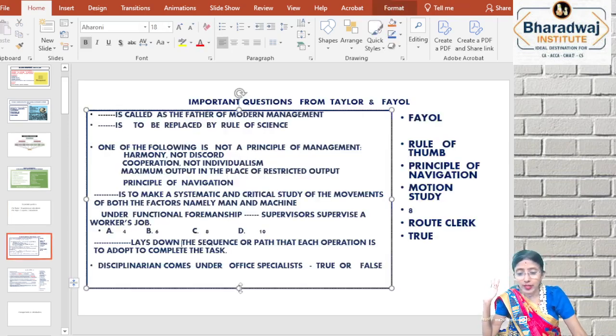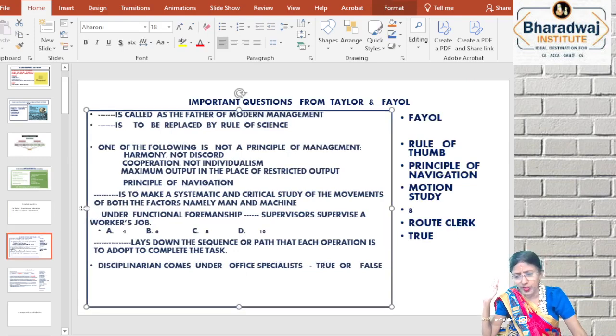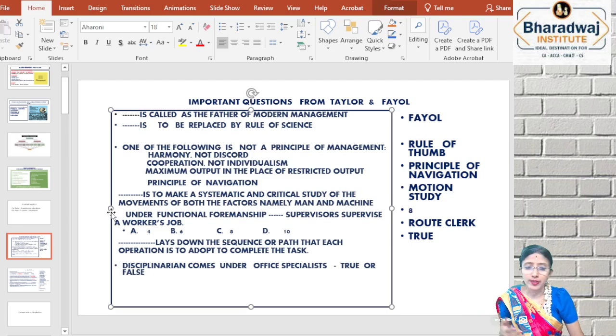And please read from Bharadwaj source definitely for Taylor and Fayol, because as they are asking in the examination only, we prepared that. When you do your revision also, it will be crystal clear, to the point. What is time study? What is motion study? What is a rule of thumb? That's everything. That's how you answer this.